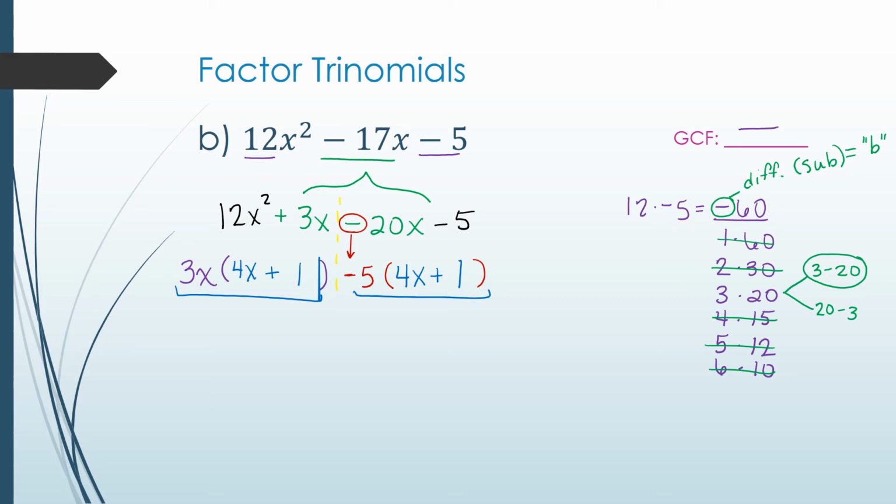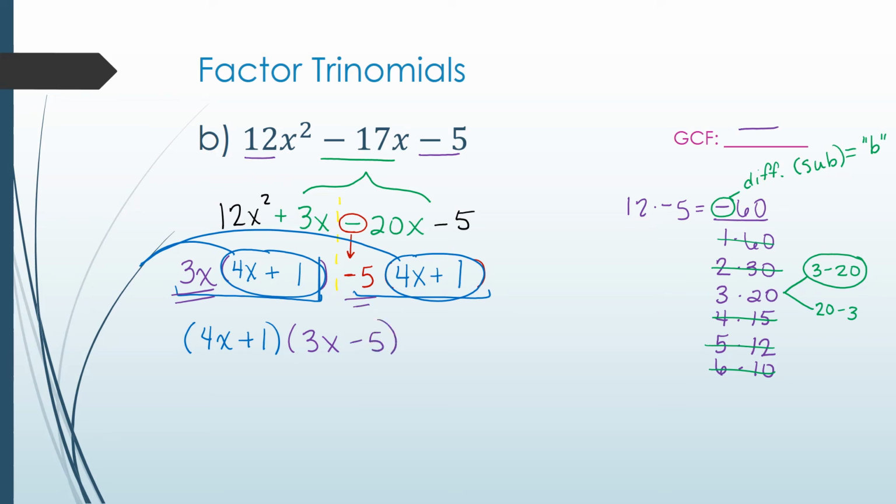And if you see, we have a 4x plus 1 and a 4x plus 1, so we do have a GCF in common. It's now been revealed. So we're going to factor out 4x plus 1 out of our expression, and that leaves us with 3x minus 5. And that would be your answer in factored form.